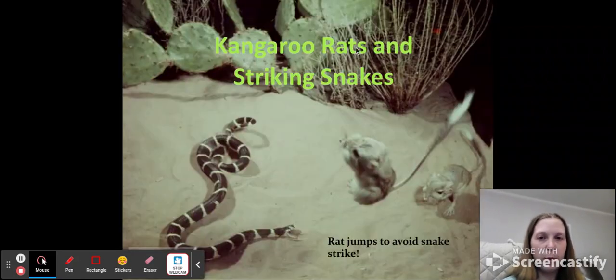So another example here is kangaroo rats and striking snakes. As a snake strikes at one of these rats, they will jump to avoid that strike. So that's why they have much larger hind legs than they do front legs.